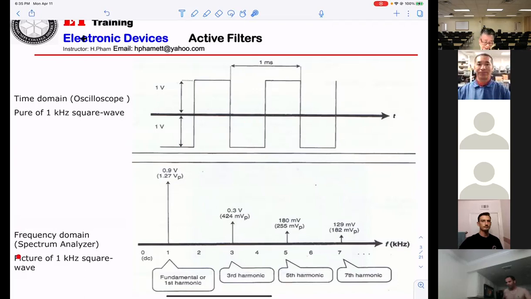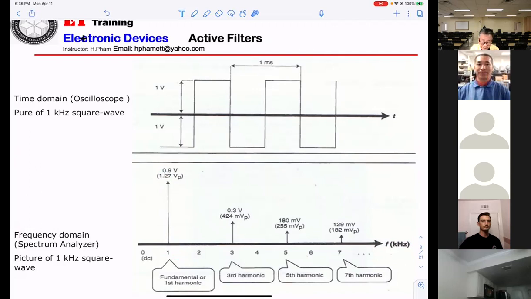However, look at how it displays on the spectrum analyzer. Try to see the difference between the oscilloscope and the spectrum analyzer. The oscilloscope is time domain, that means it varies with time. And the spectrum analyzer varies with the frequency. You see that? Frequency. And now you can see this is a 1 kilohertz square wave.